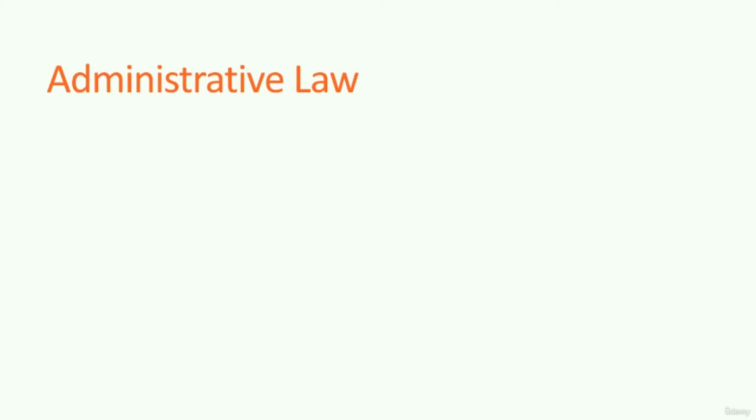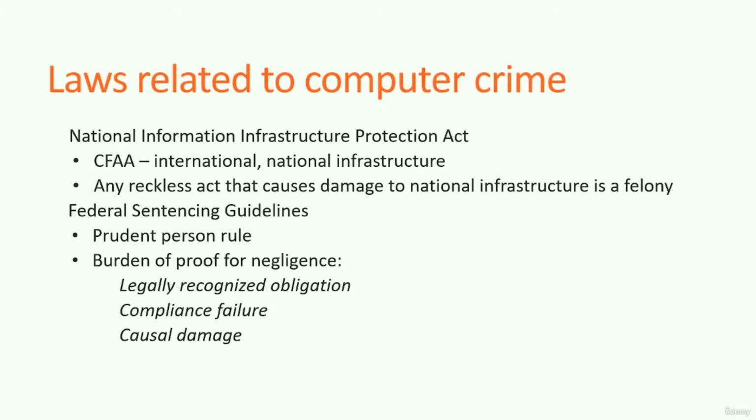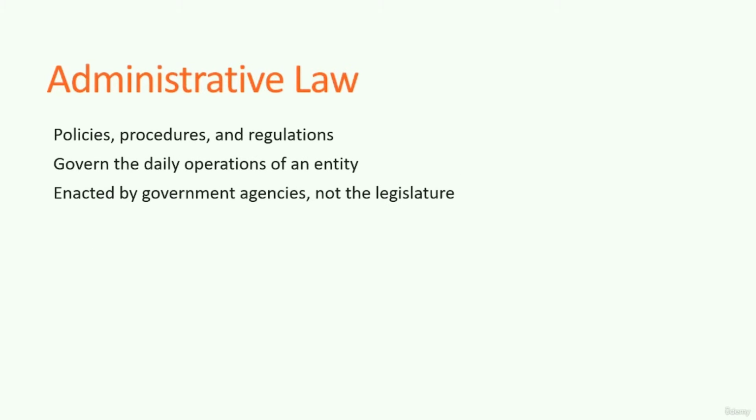Another type of law is administrative law, and administrative law is about policies, procedures, and regulations, and it governs the daily operation of an entity. It is enacted by governmental agencies, not the legal authorities. An example for administrative law could be laws that are related to labor or something like this.